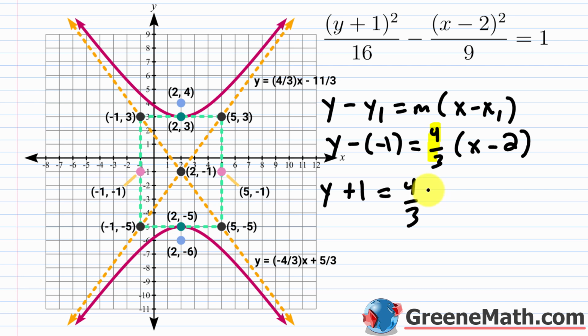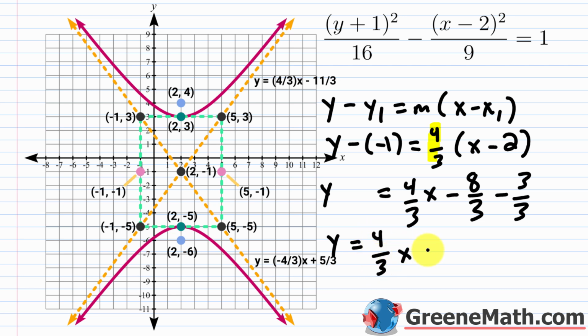You can distribute that. So this is 4 thirds x, and then minus 4 thirds times 2 would be 8 thirds, and then just subtract 1 away from each side. So I'll just erase it from over here. And you could write this as 3 over 3. And we saw these steps earlier. So this is just y is equal to 4 thirds x, and then -8 thirds minus 3 thirds. That would be -11 thirds. So that's going to be where this guy is coming from. That's the equation of this asymptote.